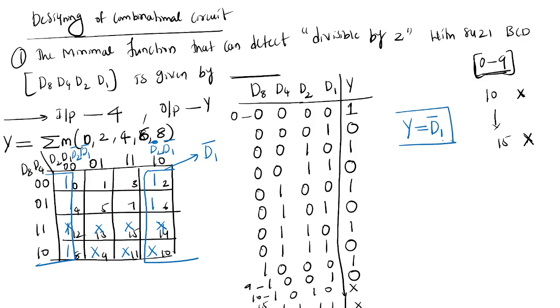This is my expression. From this you can draw the logic circuit. That means D1 is one input connected to the inverter. So here Y equals D1 bar. Is it fine? Did you understand how I am realizing? Sir, why do we take that don't care as one, sir?